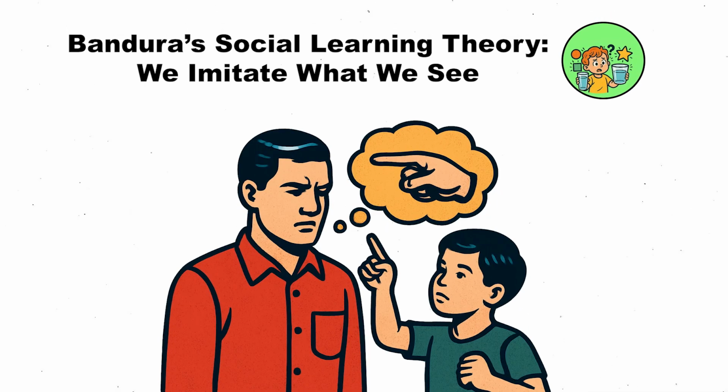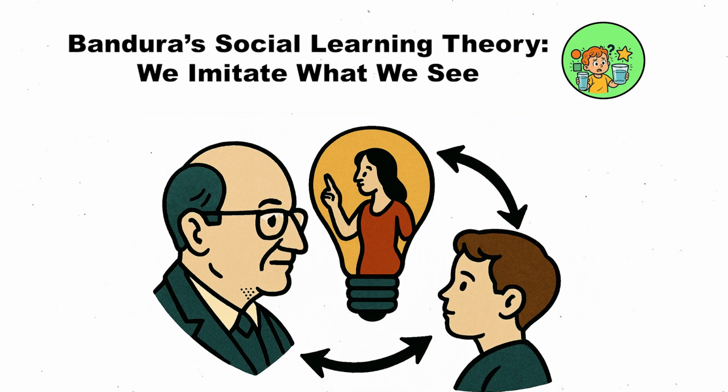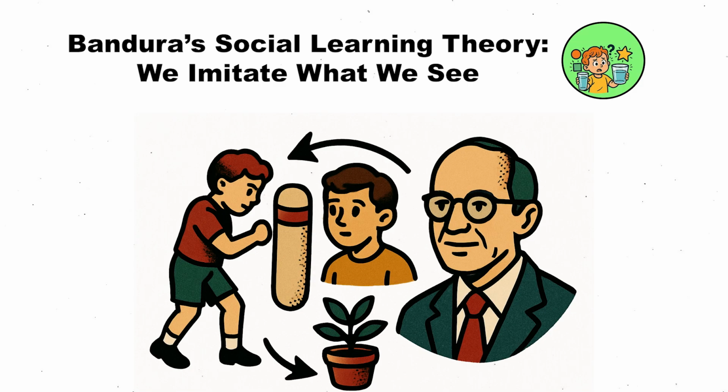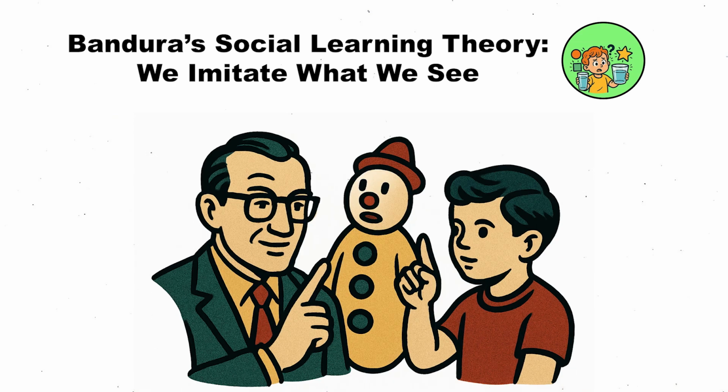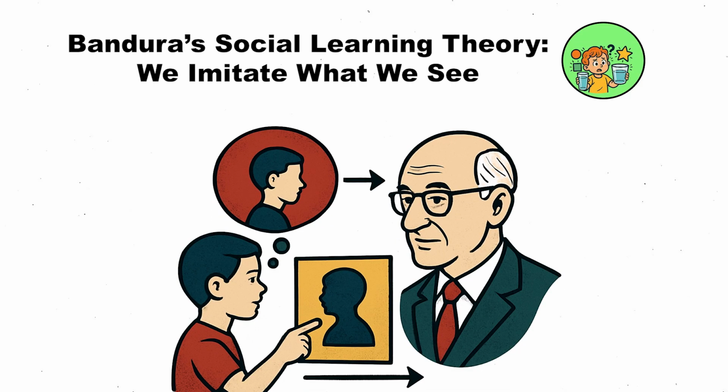Albert Bandura revolutionized psychology by proving that learning isn't limited to direct experience. His famous Bobo doll experiment showed children mimicking aggressive behavior simply by watching adults act violently. Bandura called this observational learning, or the process of acquiring knowledge and habits through imitation. He introduced the concept of modeling, emphasizing how rewards, consequences, and even media representations shape behavior.